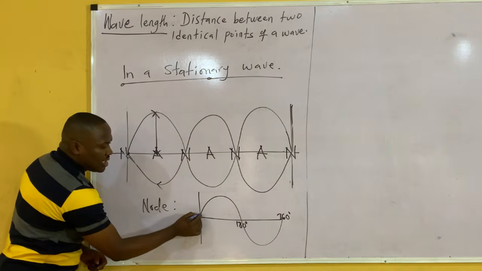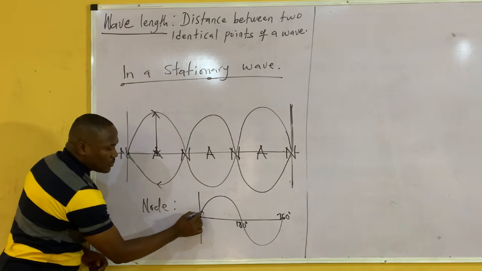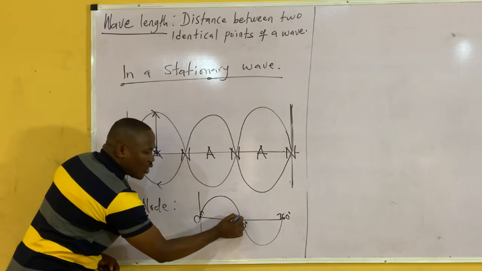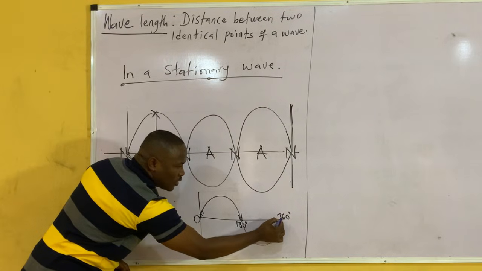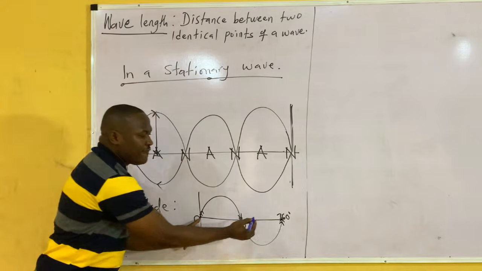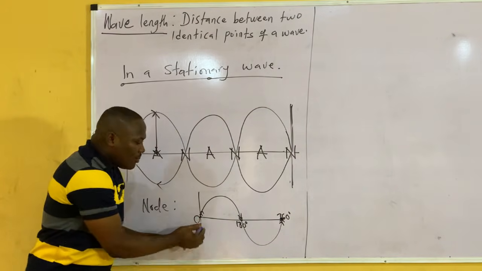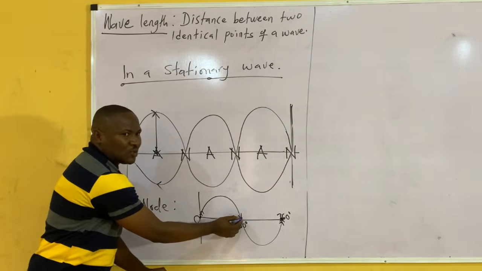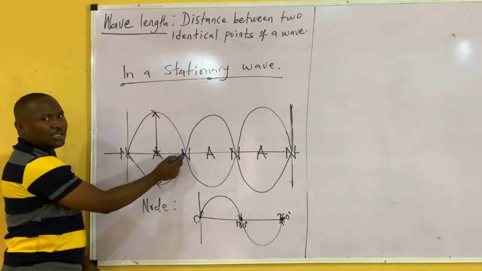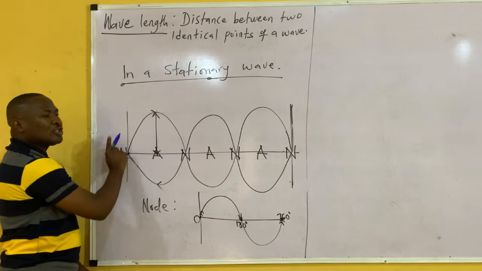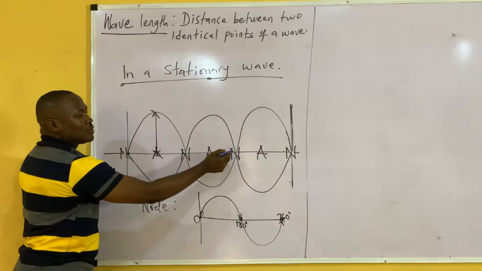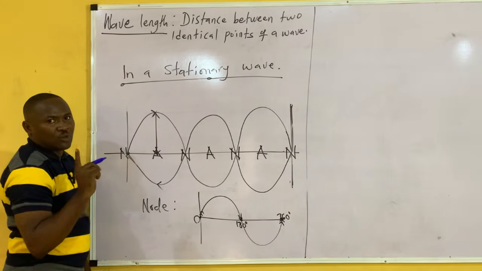And at this point, the wave is going up. At this point, the wave is going up. At this point, the wave is coming down. But at this point, the wave is actually going up again. So this place is in phase with this place. But this point is not in phase with this point. So a particle here and a particle here, they are not in phase. Why? Because it's not a complete circle. But a particle here and a particle here in a wave is actually in phase.